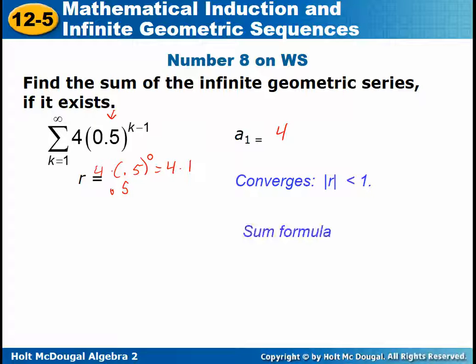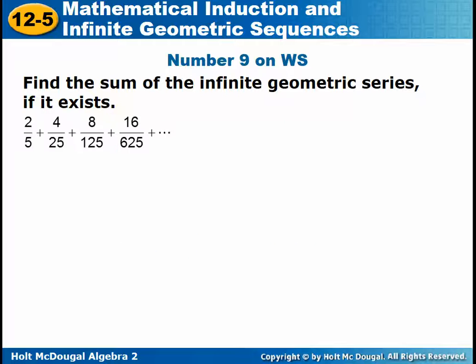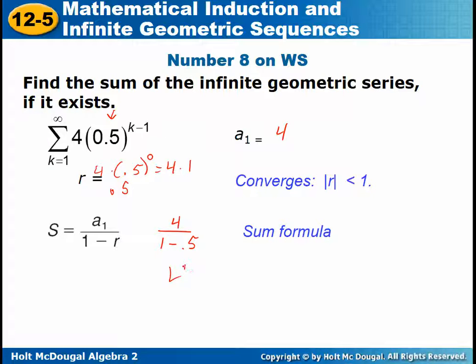so then we can go ahead and use the formula, which is a sub 1, which is 4, over 1 minus r, which is 0.5. We'd have 4 over 1 minus 0.5, which is 0.5, and you can use your calculator if you want, but that's the same as 4 divided by a half, which maybe you realize is 8. So this sum is going to be 8.